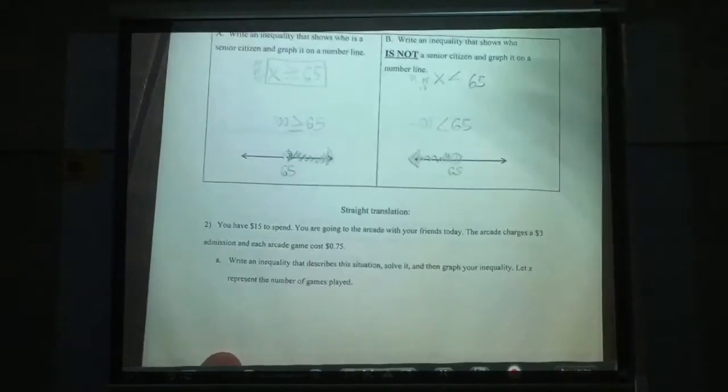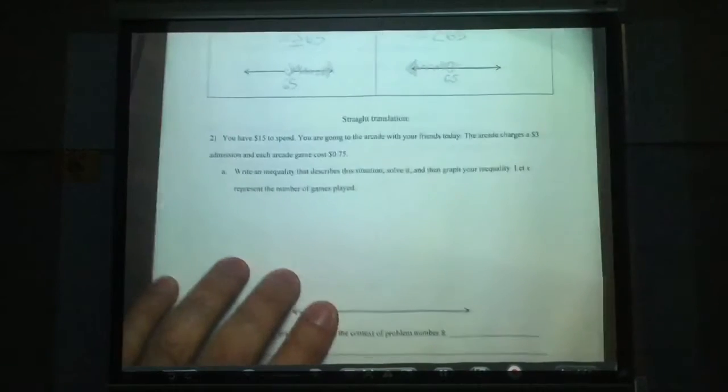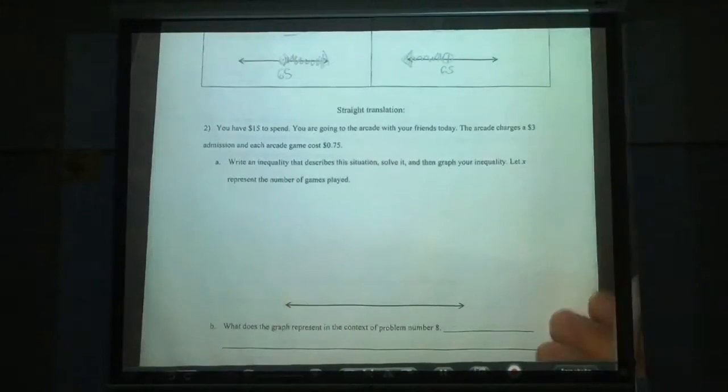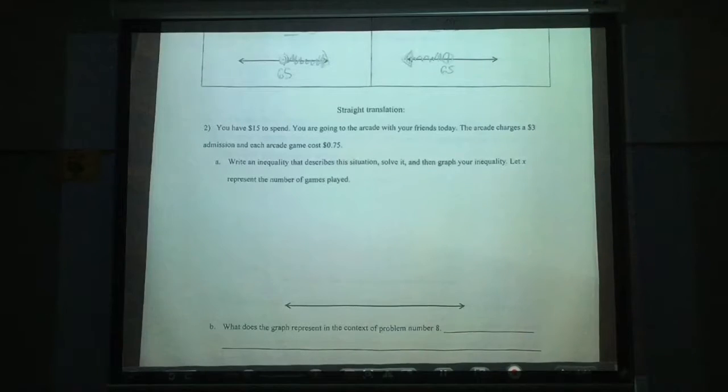Now, number 2. Okay, for number 2, I'm going to read this problem for you, and then we're going to go ahead and tackle this. So it says, you have $15 to spend. You are going to the arcade with your friend today. The arcade charges a $3 admission, and each arcade game is 75 cents.